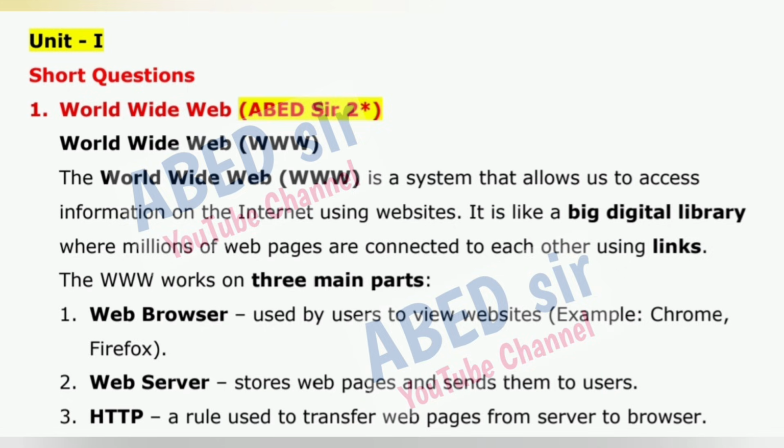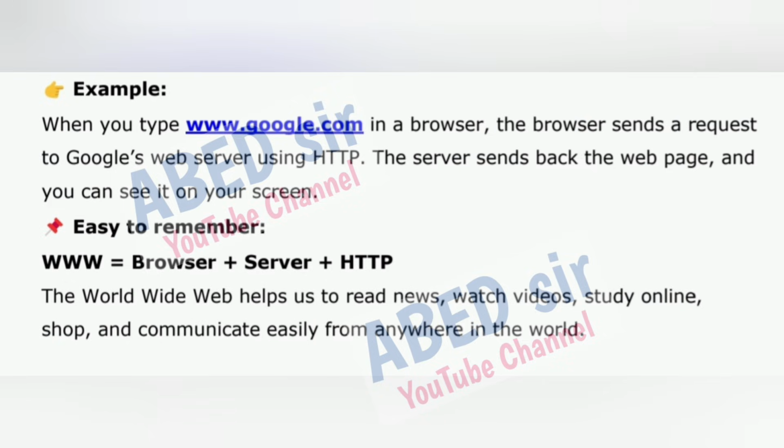1. Web browser, used by users to view websites, example, Chrome, Firefox. 2. Web server, stores web pages and sends them to users. 3. HTTP, a rule used to transfer web pages from server to browser. Example. When you type www.google.com in a browser, the browser sends a request to Google's web server using HTTP. The server sends back the web page, and you can see it on your screen.